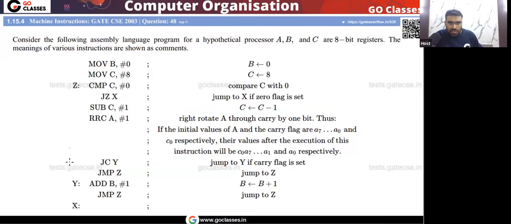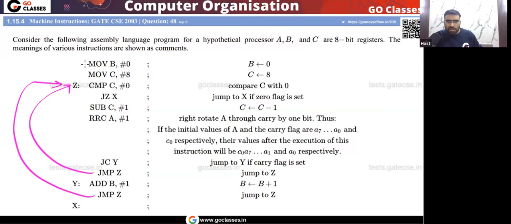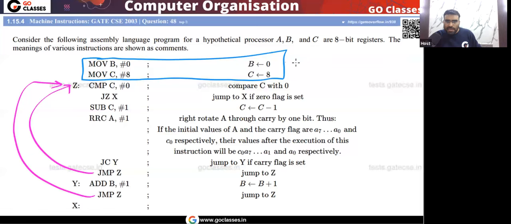There is a loop, right? In this program, either there is a loop like this or there is a loop like this, but there is a loop. You can see either you are jumping to Z from here or you are jumping to Z from here. These instructions you are executing only once.